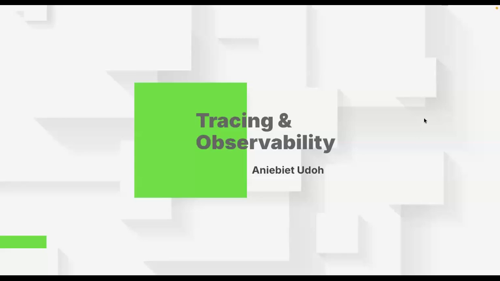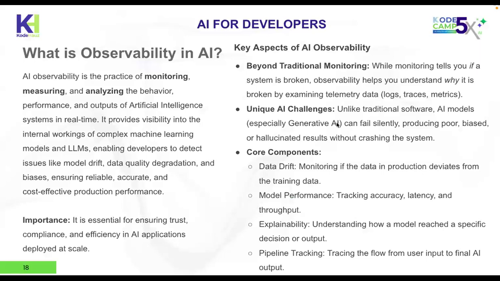So let's talk a little bit about tracing and observability. Tracing and observability basically refers to your ability to monitor, measure, and analyze the behavior, performance, and output of AI systems. And it's really not just AI systems, it's any system in particular, right? Observability refers to being able to observe any system that you build and see how it behaves. And not just see how it behaves, but use that as a means to debug.